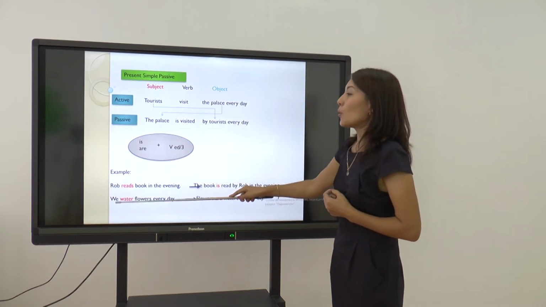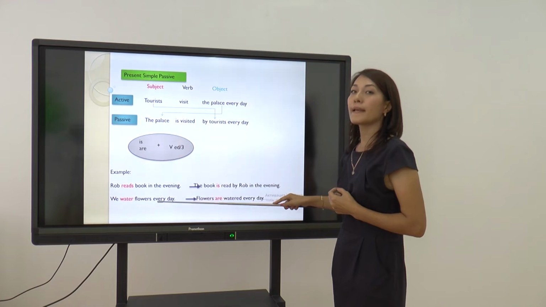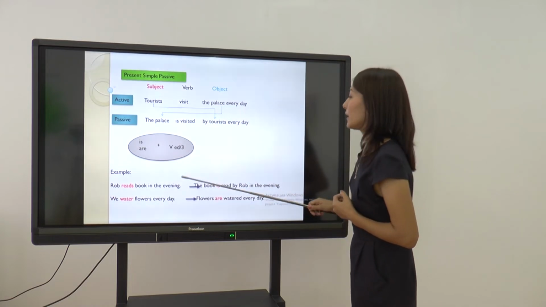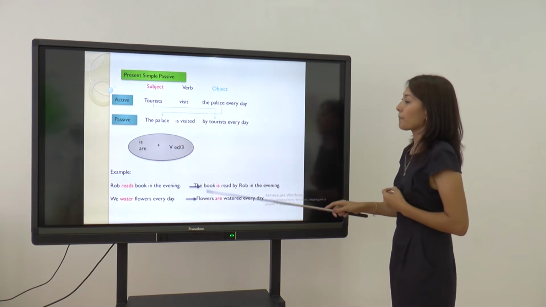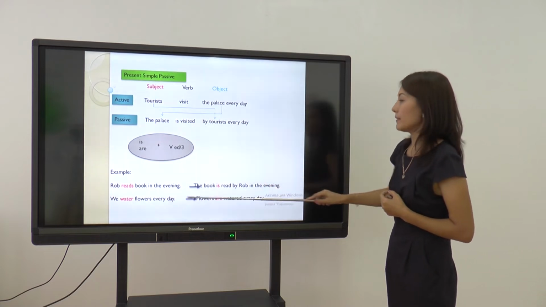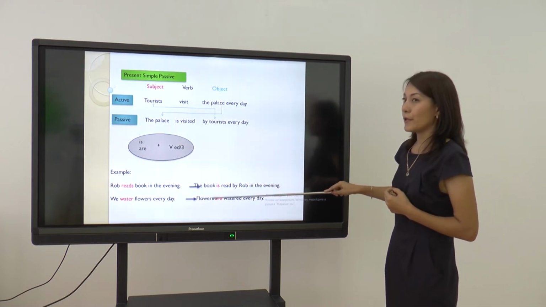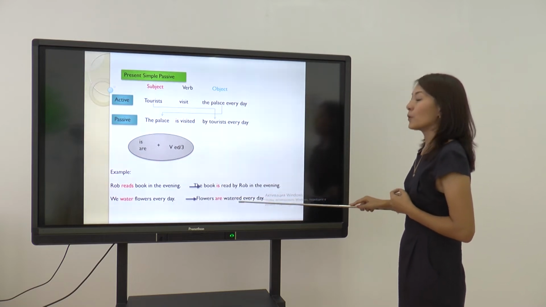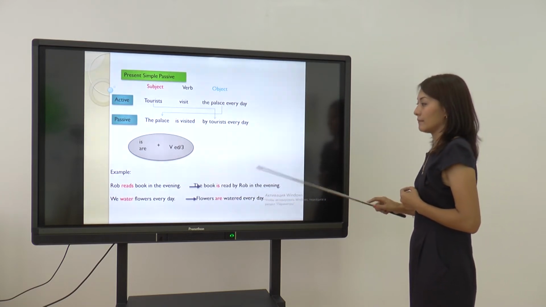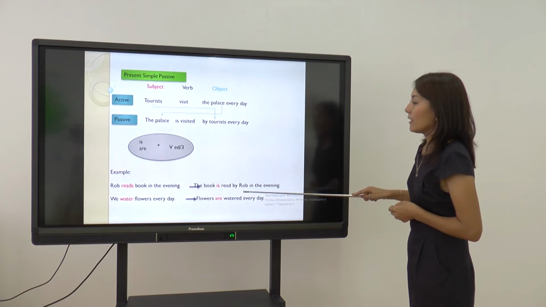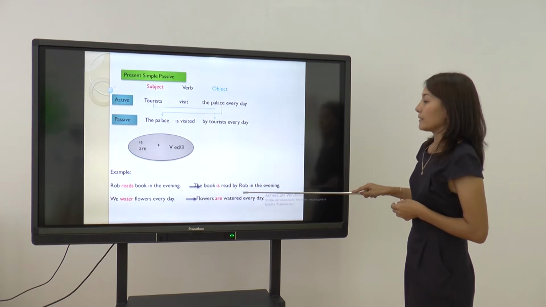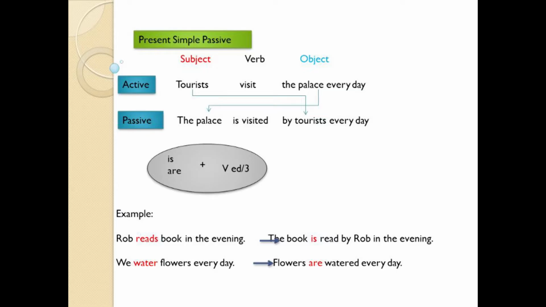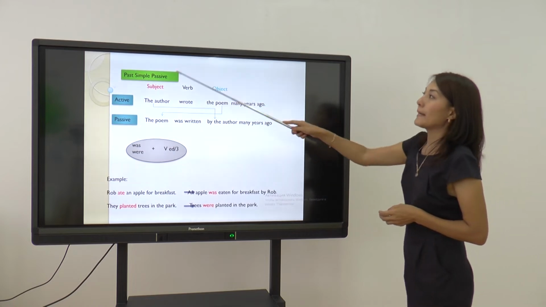Next sentence. We water flowers every day. Okay, let's change it into passive. We'll start from flowers, yes. Flowers are in plural, so we use are here. Flowers are watered every day. Okay, as you can see, here is a regular verb, so we use the ending ed, and this is an irregular verb, so we use the third form, yes? Okay, good. Next, let's look through past simple passive.